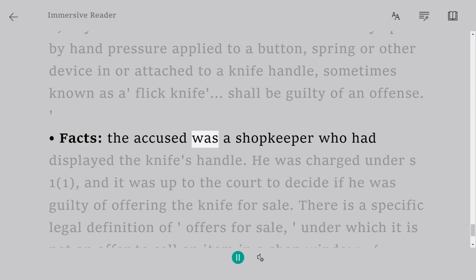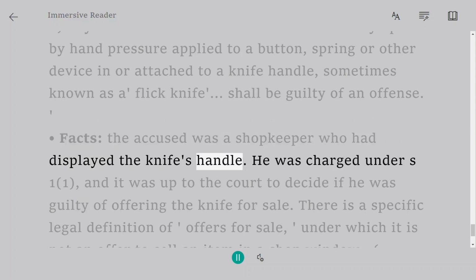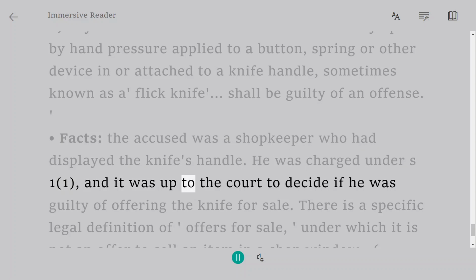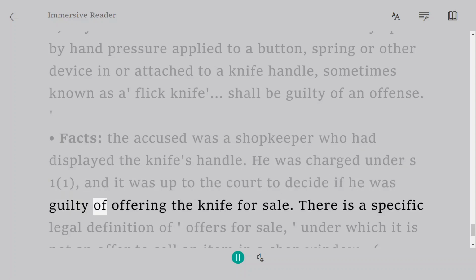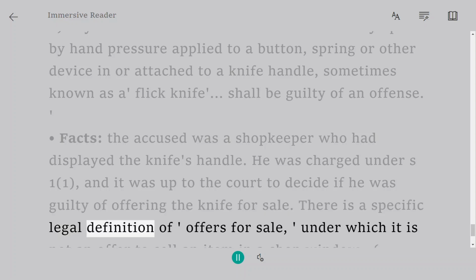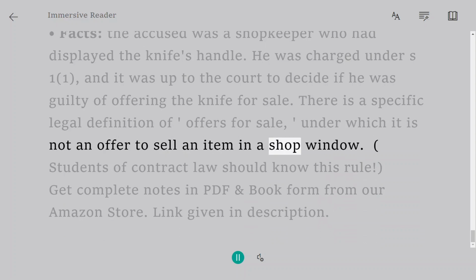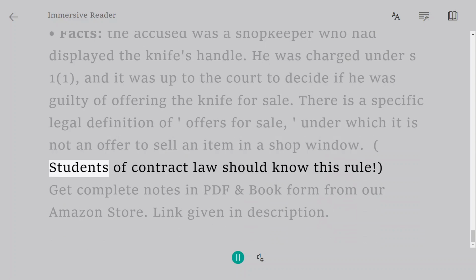Facts: the accused was a shopkeeper who had displayed the knife's handle. He was charged under S1, 1, and it was up to the court to decide if he was guilty of offering the knife for sale. There is a specific legal definition of offers for sale, under which it is not an offer to sell an item in a shop window. Students of contract law should know this rule.